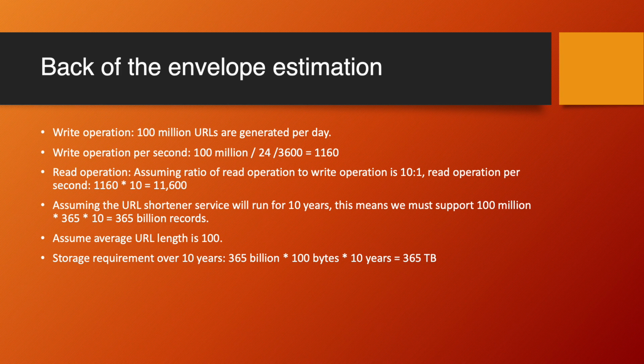requests per second. And then assuming the URL shortener service will run for 10 years, this means we must support around 100 million. This is not very realistic, but again, just for the sake of argument. Then the average URL length could be 100 bytes, and the storage requirement over 10 years could mean around 365 terabytes.